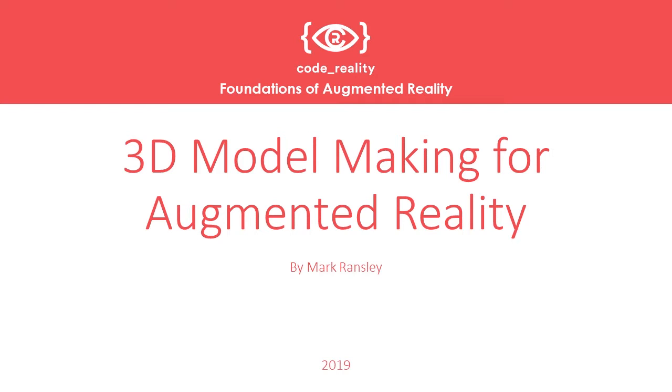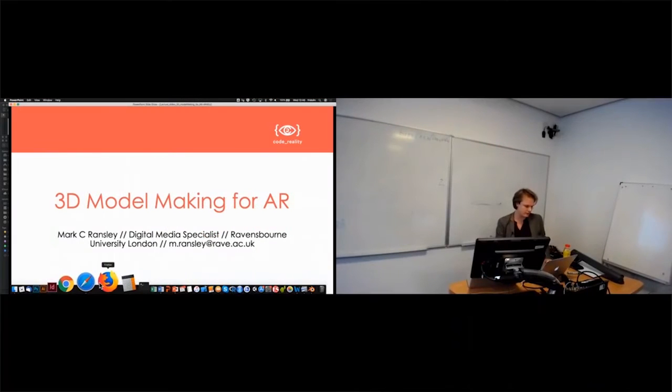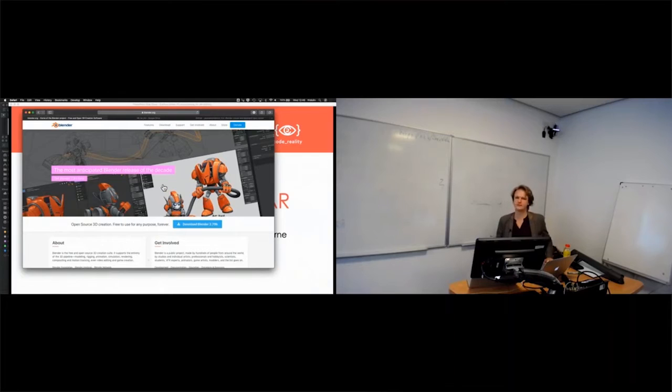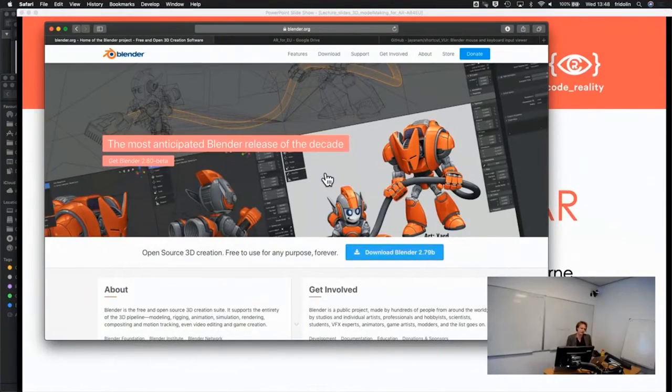Okay, everybody, welcome to this afternoon's session on 3D model making. So we're going to be working quite hands-on, doing some 3D modeling work within this wonderful software called Blender. It's similar to software such as Cinema 4D and Maya, only it's completely open source, and it's free, and it's available on all operating systems.